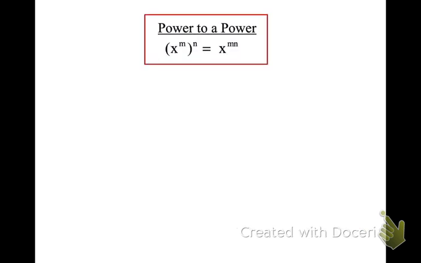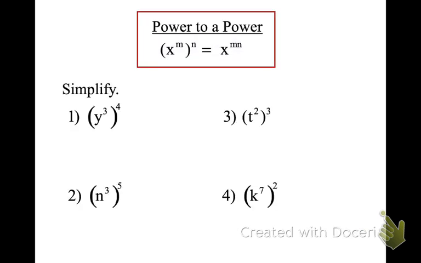All right, so let's try a few. Okay, I'm going to do the first one. Remember, when we have a power inside and outside the parentheses, we are multiplying. So this really means y to the third power, to the fourth power, which is equal to y to the 12th. You guys go, do 2, 3, and 4.